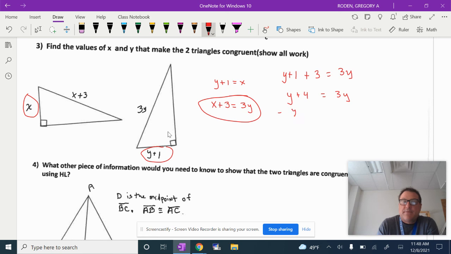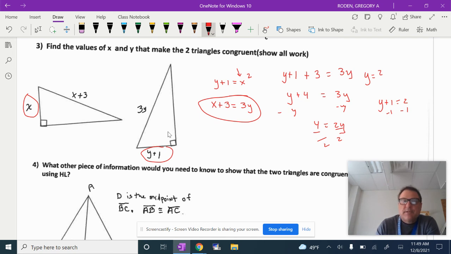I'll subtract a y from both sides. So I get 4 equals 2y. And then I'll divide by 2. And I get y equals 4 divided by 2, which is 2. And then I'll just simply put a 2 into the other equation to figure out what x is.